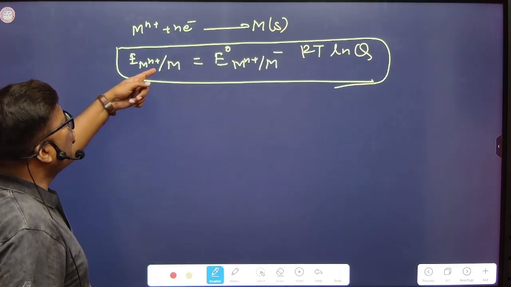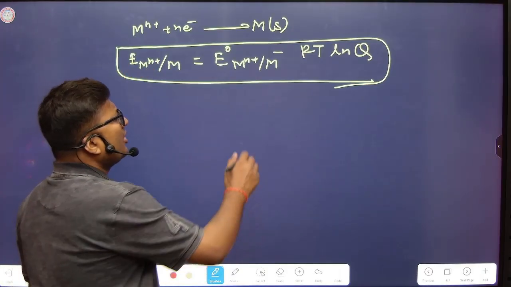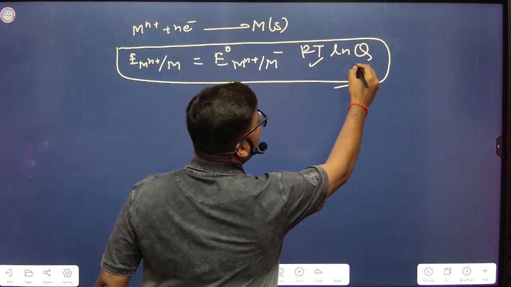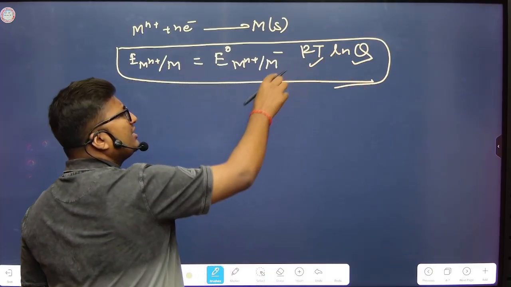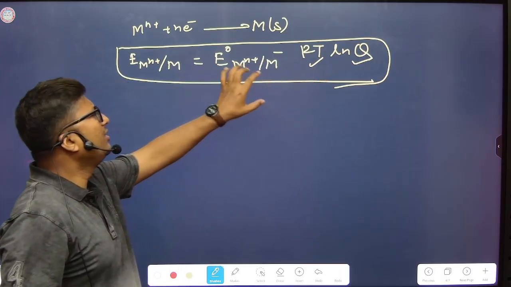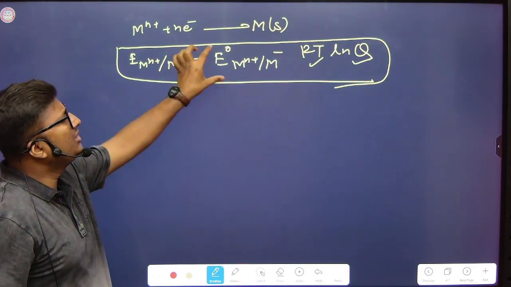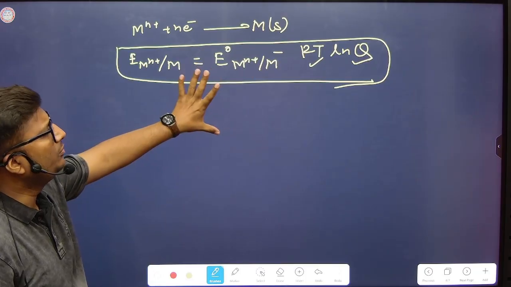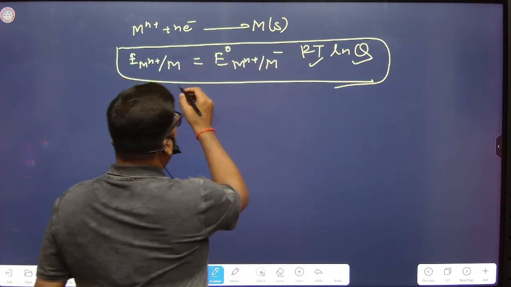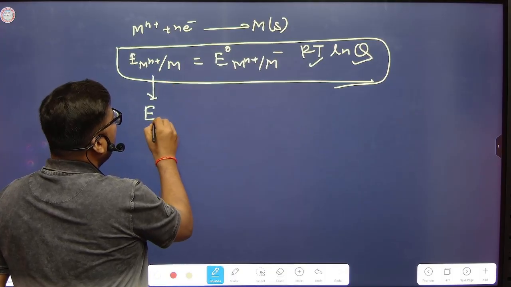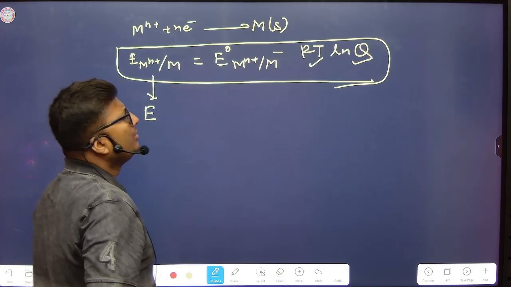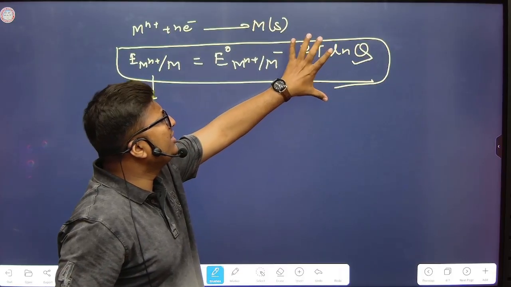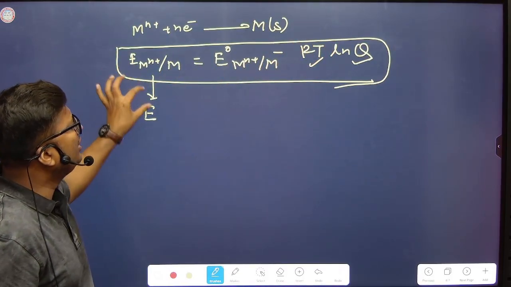So here the electrode potential depends on the temperature and reaction quotient, these two parameters. If you change the temperature and reaction quotient, then the value will change, because E naught M n plus to M is a fixed or constant value. So the value of E depends on temperature and reaction quotient. So if this value increases, this value decreases, right?